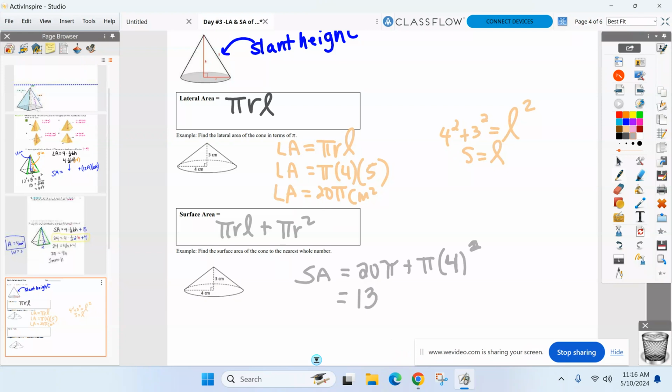Let's see, make sure. That's in terms of pi. 113 centimeters squared.